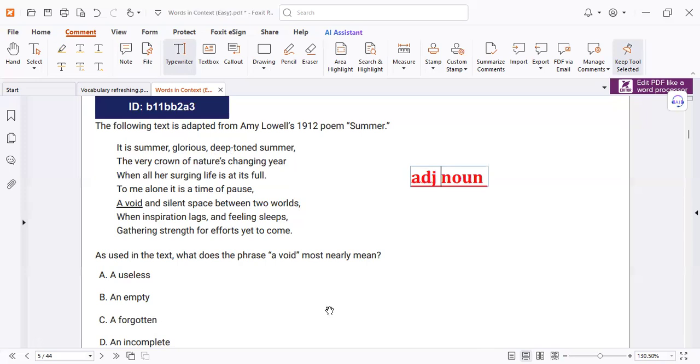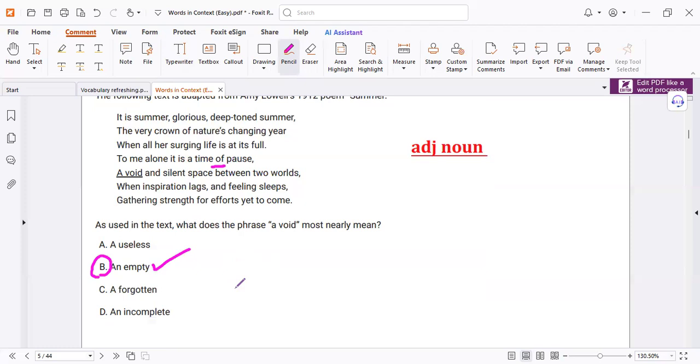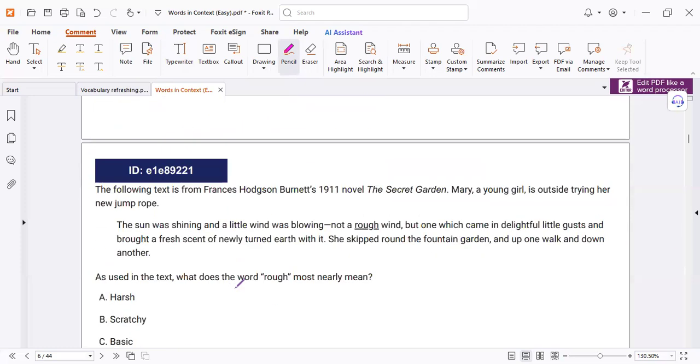Yes or no? Yes. So the speaker feels the summer to be a time of pause, like stops. Feel it? Yes. Right. And look, to me, it is a time of pause, like stopping. That means it's empty without feeling, without actions. Not an empty, just like an empty room. An empty, it means there is no action, there is no life in this time, because it's pause. That's why. You will be adaptable to the questions step by step.